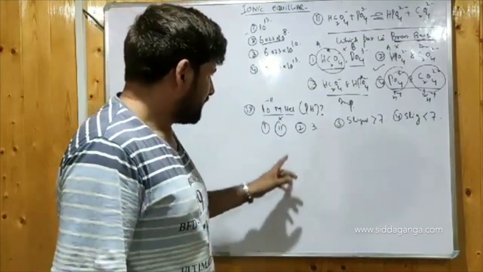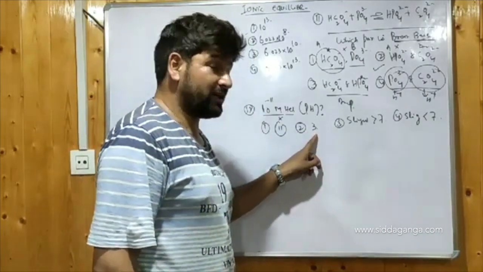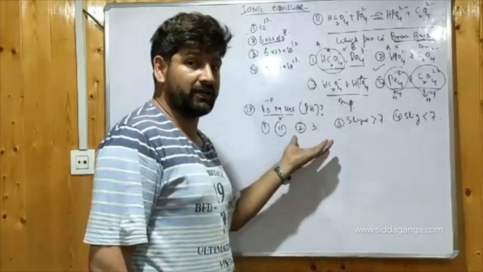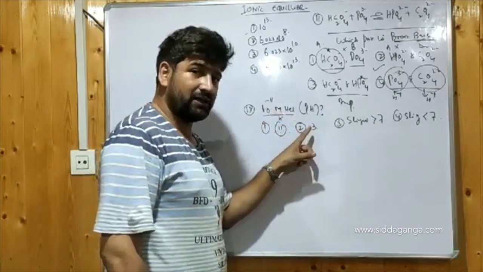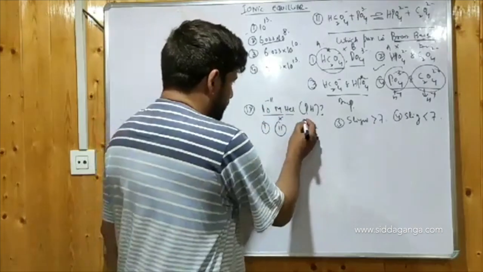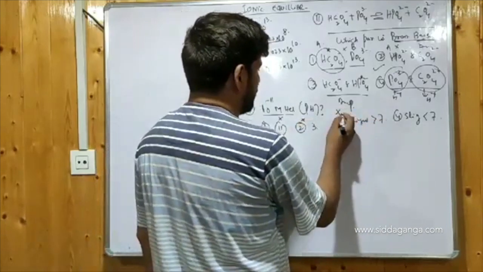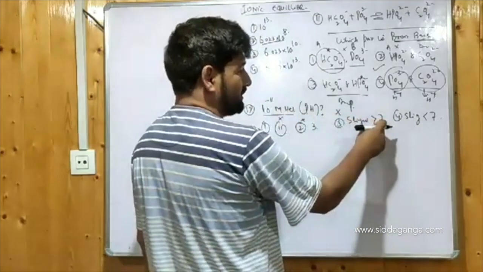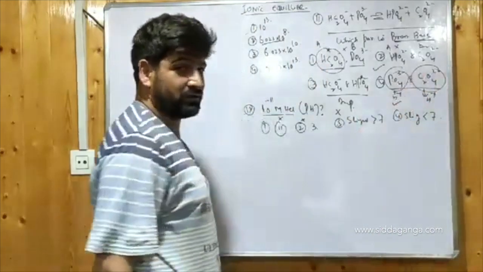Number 2, it is 3. If it is 3, then the H plus ion concentration should be enormously high. But this is a highly diluted acid, so having the possibility of pH 3 is also not possible. So this is also a wrong option for us. Now, slightly more than 7 is obviously a wrong option because this is an acid and cannot have pH more than 7. So the correct option will be slightly less than 7. Directly from the options you can solve it.